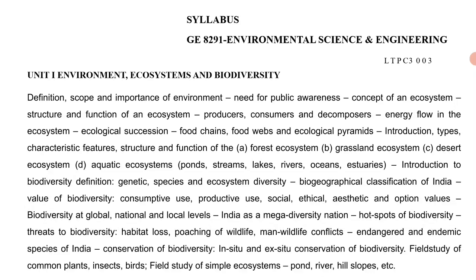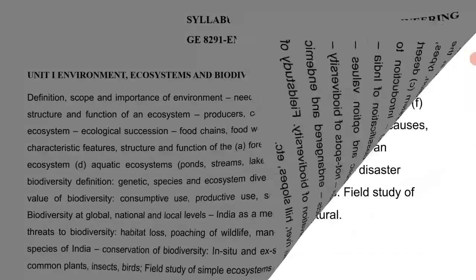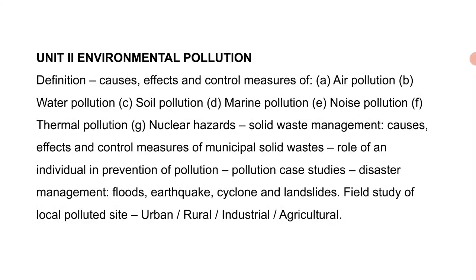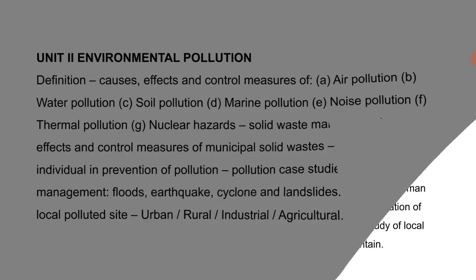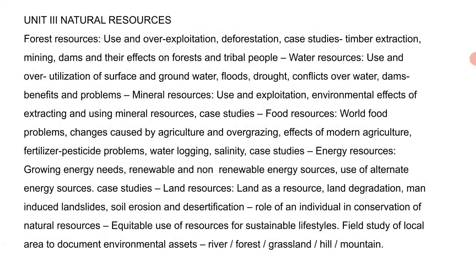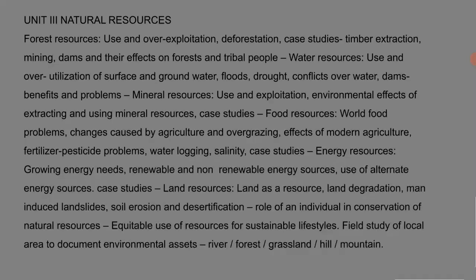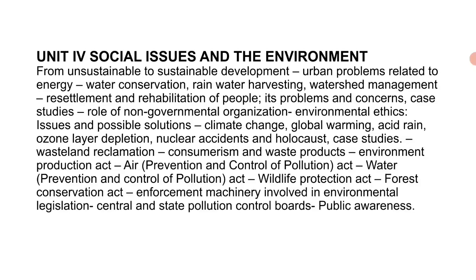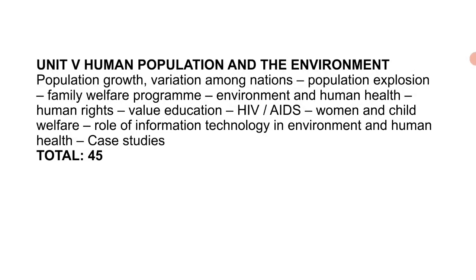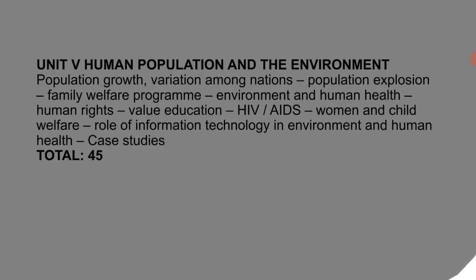So here I have enclosed the 5 units of this Environmental Science and Engineering course. Unit 1 describes environmental ecosystems and biodiversity. The second unit describes environmental pollution. The third unit discusses natural resources. In the fourth unit we discuss social issues and the environment. And finally, in the fifth unit we discuss human population and the environment.